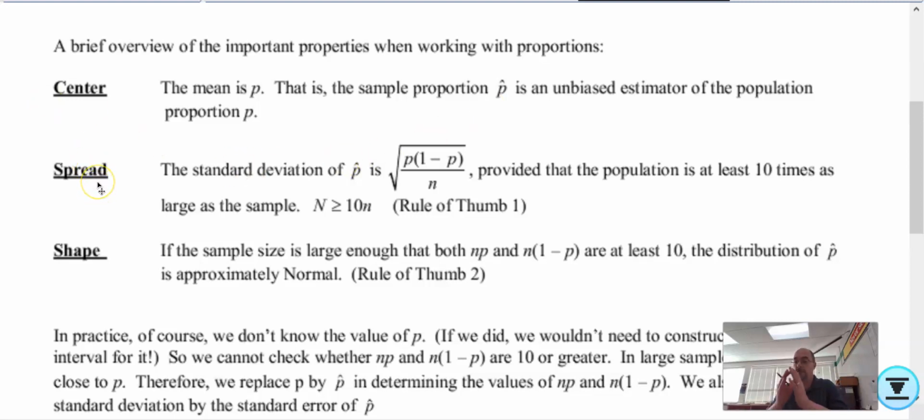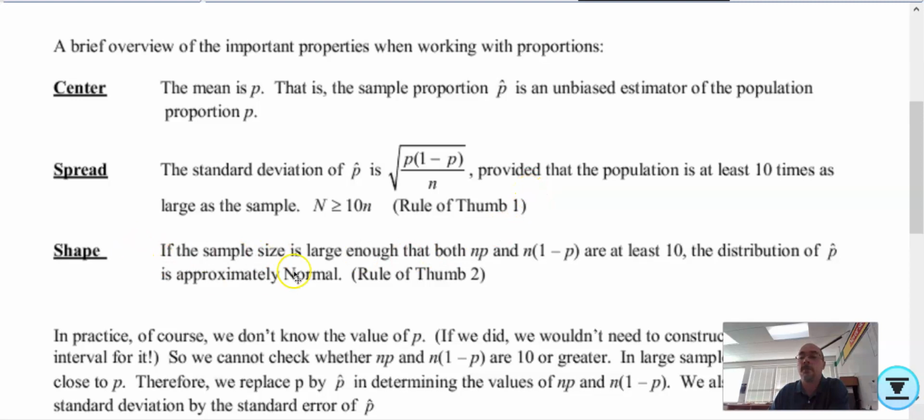The spread, the variability. The standard deviation of P hat is the square root of P times its complement divided by N, provided that the population is at least 10 times as large as the sample. Okay, that's rule of thumb number one, but don't use the words rule of thumb number one. Please describe why, or talk about the spread with at least 10 times the sample.